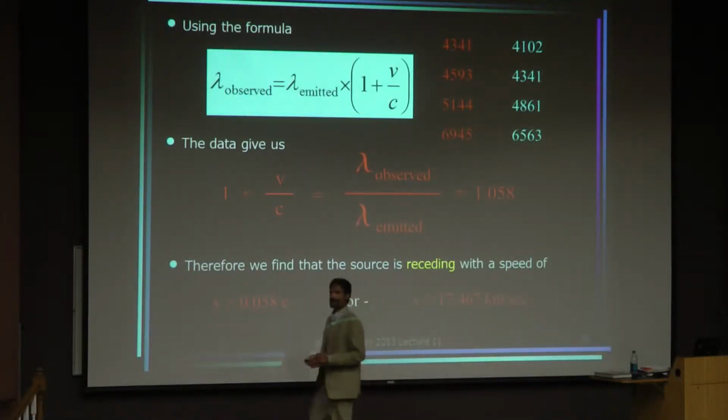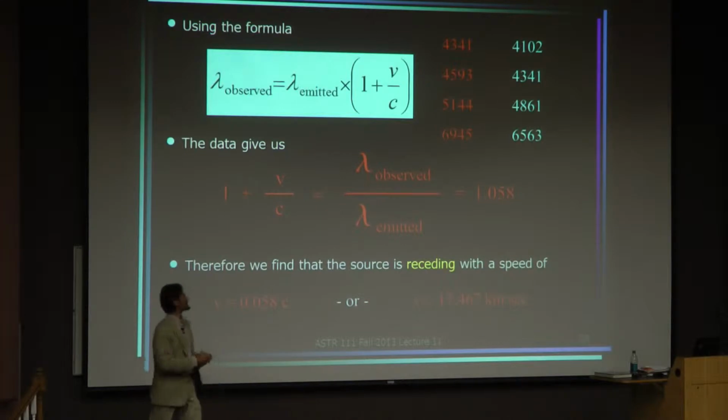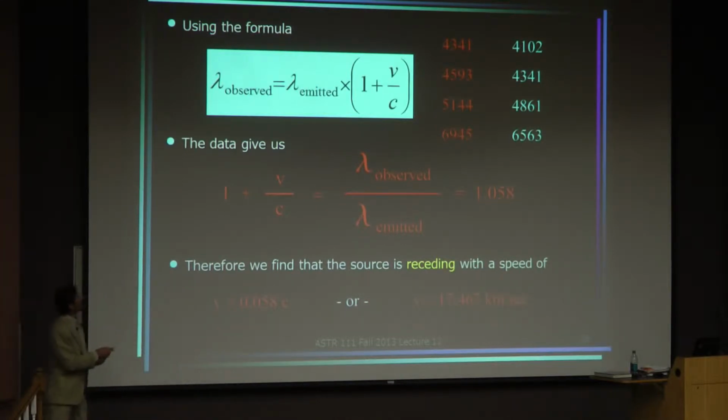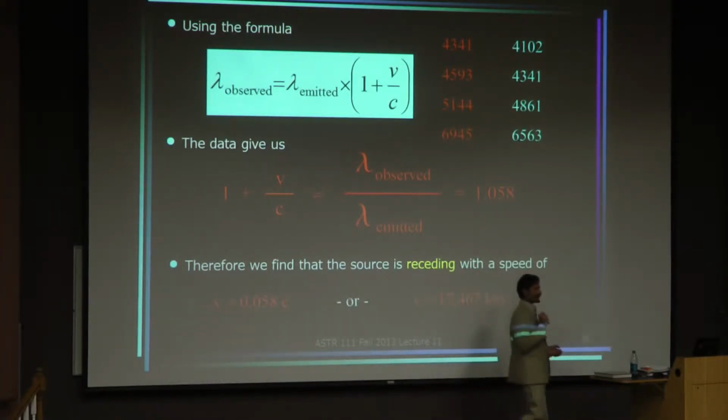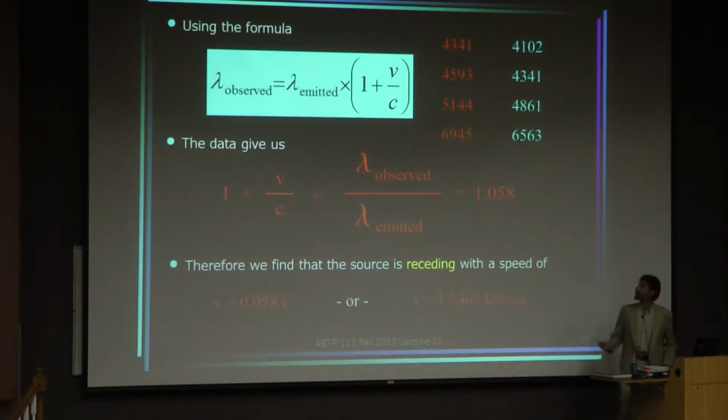Okay, so if we divide the observed wavelength by the emitted wavelength in this table, the wavelength observed divided by the wavelength emitted is always 1.058. You can check that with the calculator. And that's 1 plus V over C. So we subtract 1 from both sides and we get 0.058 C for the velocity. So again, because we know what the emitted wavelength is, we can actually know what the velocity is.